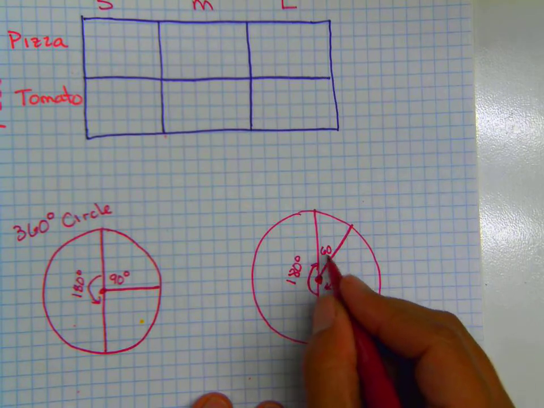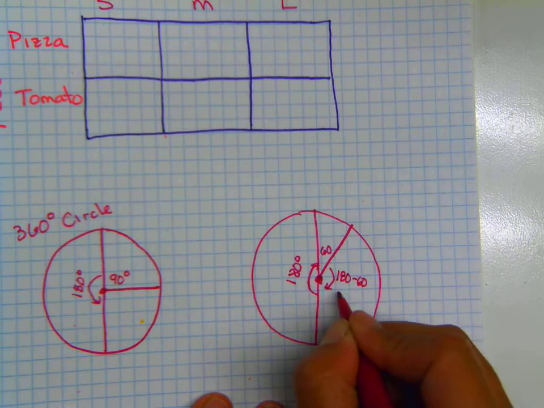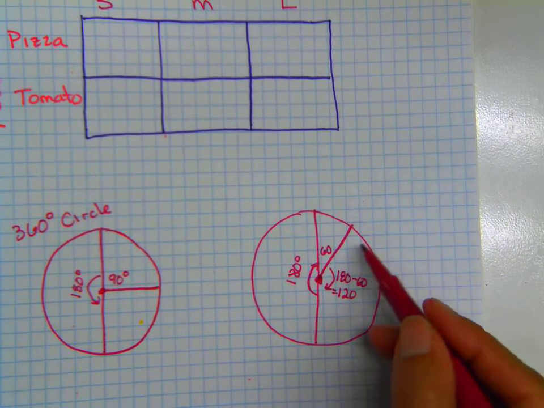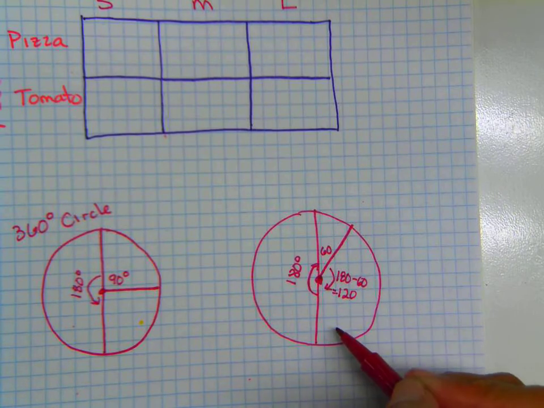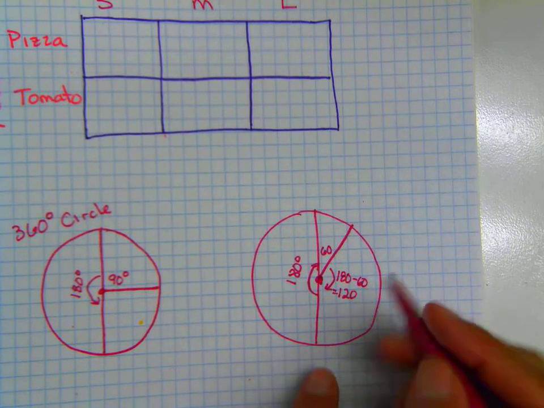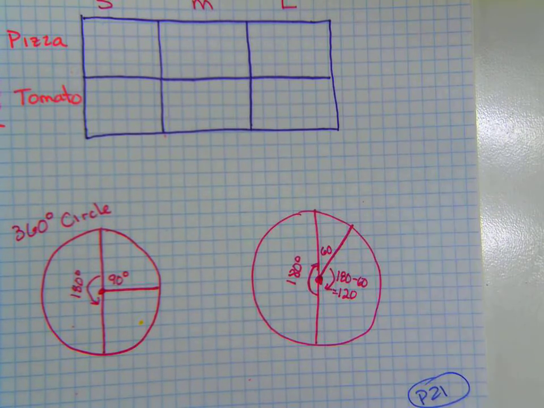So if I give you one piece, I can always find the other piece by taking 180 minus 60, which is equal to 120. So the probability that I fall in this section is going to be 120 out of 360. That kind of just gives you an idea of how circles work and how I can use the degree measurements of a circle in order to assign probabilities to those sections.